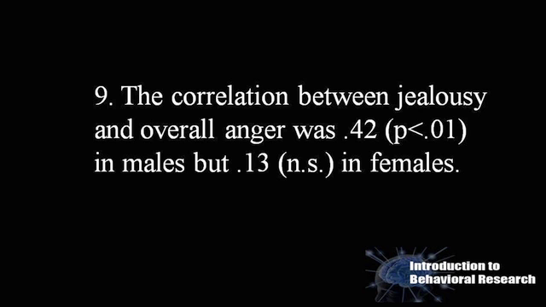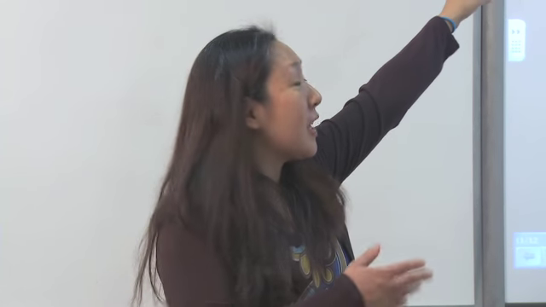Number 9. The correlation between jealousy and overall anger was 0.42, p smaller than 0.01 in males, but 0.13, not significant, ns, in females. How about this one? Definitely fact. It's numbers. Numbers are fact. Excellent, guys. Okay? Number 10. And exactly number 9, you see this type of sentence in the results section of your paper or other people's papers, research papers, okay?